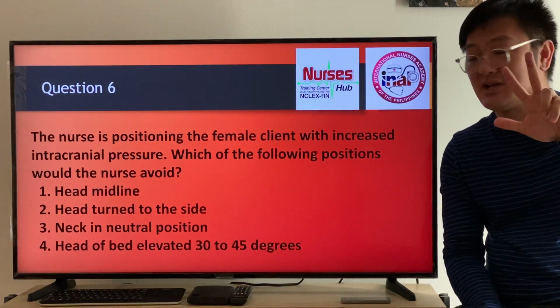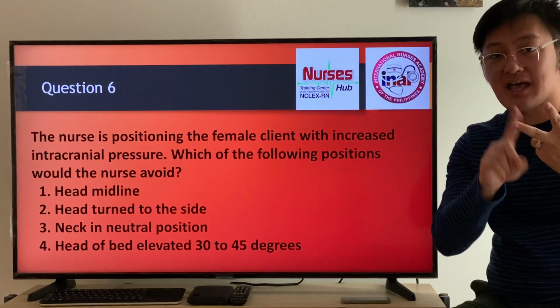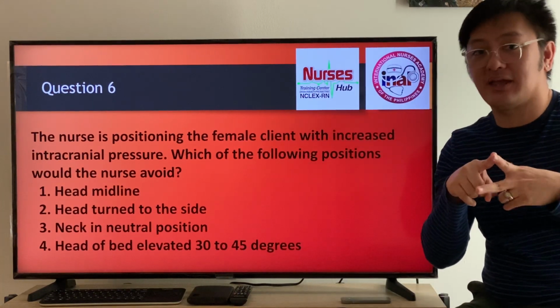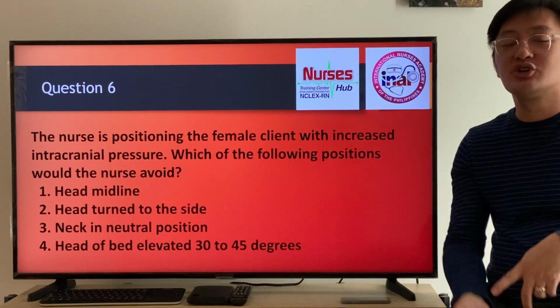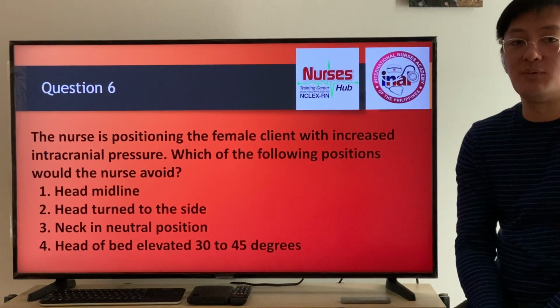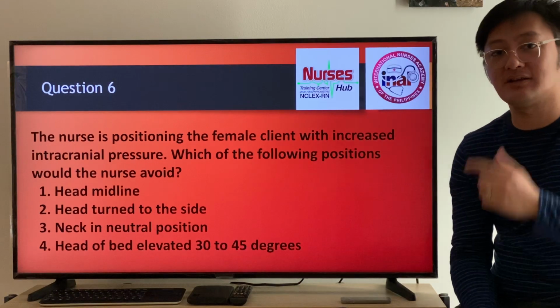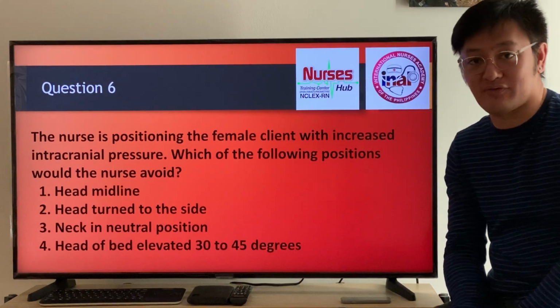Remember the three factors that will affect ICP: CSF volume, blood volume in the brain, and the brain mass. Am I right? So a decrease in the blood volume in the brain will also decrease ICP of your patient. Okay? But that must be done on the first 24 hours.